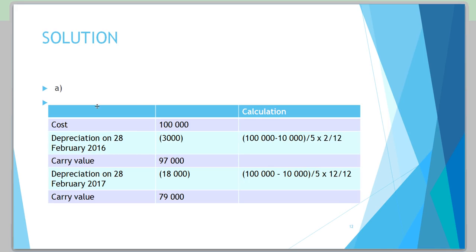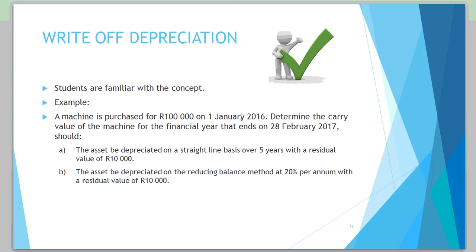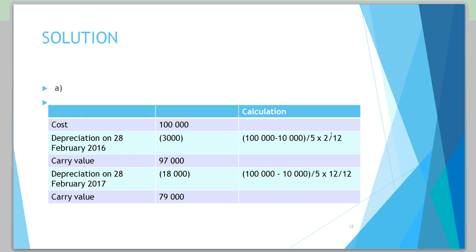So for the solution for A, we had a cost of 100,000. Then for the year ended 28 February 2016, this asset was purchased in January, so we needed to write off depreciation for 2 months on the straight line basis. So we said 100,000, which is the cost price, less the 10,000 residual, divided by 5 years times 2 over 12 gives us depreciation on 28 February of 3,000 Rand. That leaves us with a carry value of 97,000.